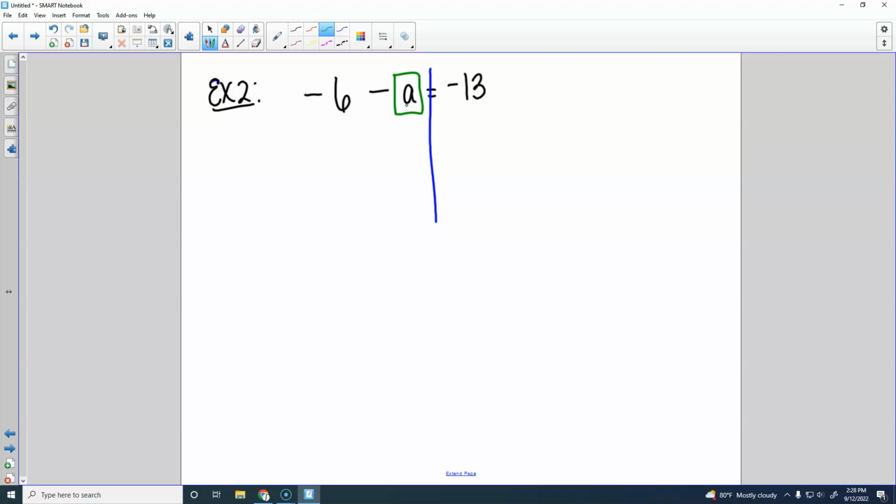So what should I get rid of first? The 6. Okay. How do I get rid of that 6? Very good. I'll add 6 here. I'll add 6 here. -13 plus 6 is going to be -7. Very good. What do I have left on the left-hand side?